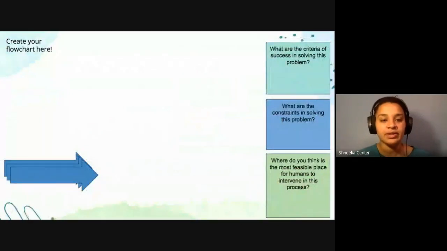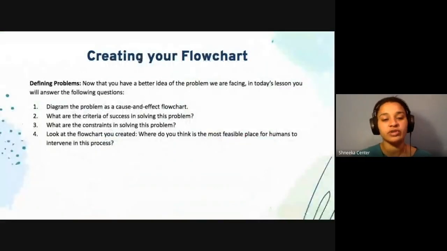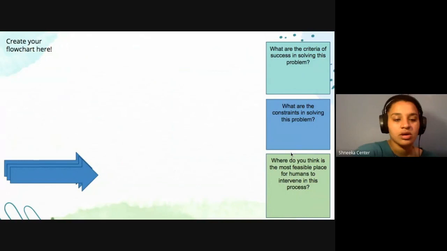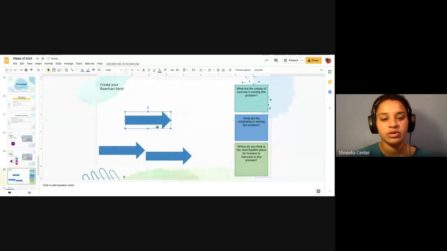So you can use this template to help you create your flowchart. There are four components of your flowchart. You have to diagram the problem as cause and effect, which you're going to use these arrows for. Then you're going to answer these three questions in these bluish green boxes. When you are using this template, you can drag and drop these arrows and organize them however you need to.